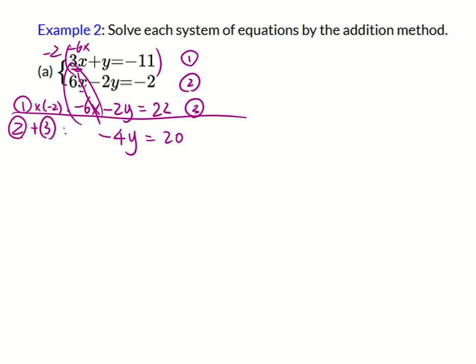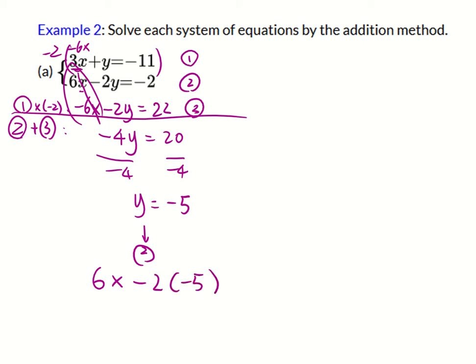Divide both sides by negative 4. You get y equals negative 5. It's the same answer as the first method, right? Now, to solve for x, you can plug it into either equation 1 or equation 2. So let's do equation 2 this time, because last time we did equation 1. So 6x minus 2 times negative 5 equals negative 2.